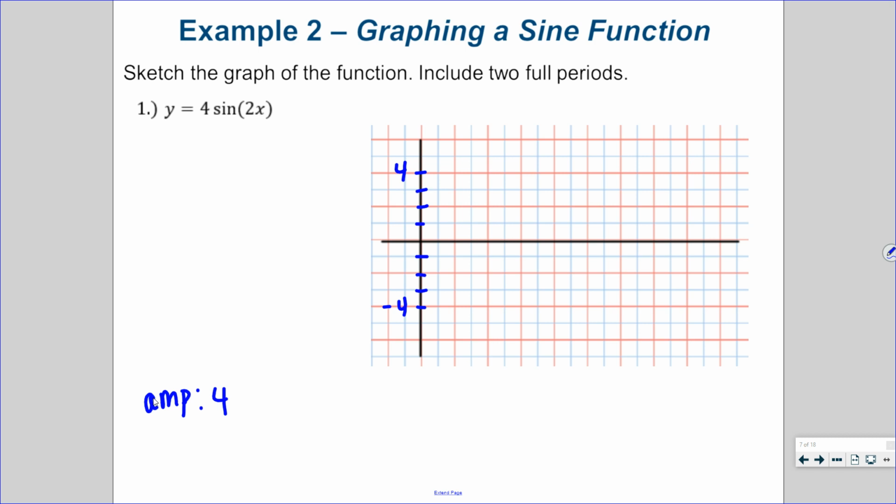Now keep in mind my midline is at the x-axis. Can anybody tell me how I know that? There's no shifting or subtracting. Nice, Max. There's no vertical shift, right?